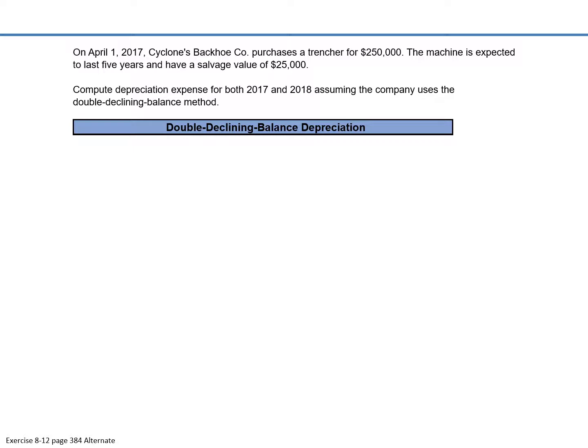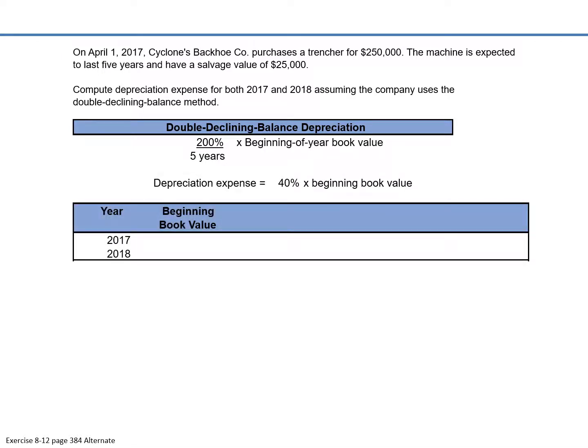Alrighty, so double declining balance depreciation, 200% divided by 5 years, 40% per year. Beginning book value is 250 times our depreciation rate of 40% times our fraction of the year. We bought it in April, right? April 1st, 17. So that's 9/12. Depreciation expense of 75,000. So we've got 250,000 minus 75,000. It's a net book value of $175,000.